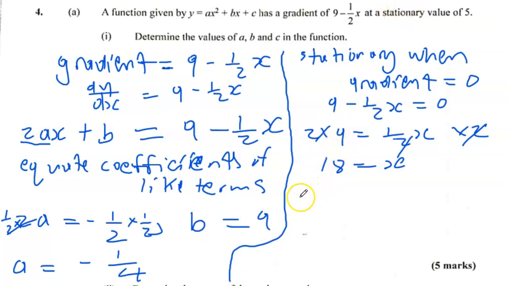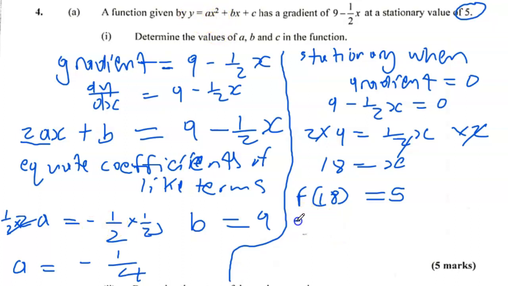Which means that f of 18 should give us the y coordinate, which we are told is 5. Stationary value at 5, so we assume the y coordinate is 5. So f of 18 should give us 5. Let's substitute 18 for x in this function now. The function is ax squared plus bx plus c. We know the value of a is minus a quarter.